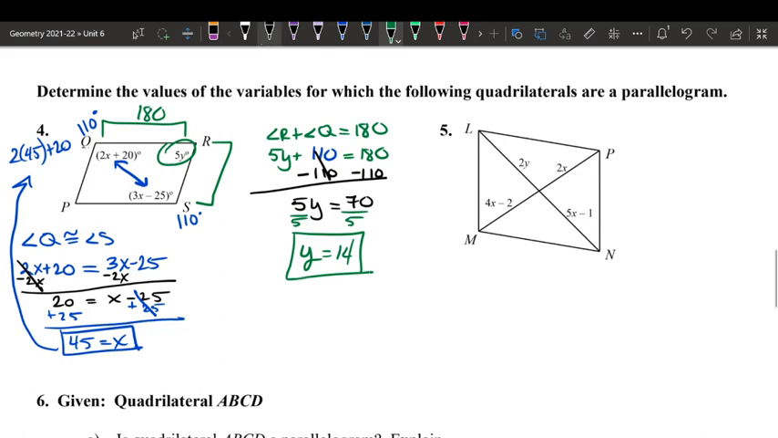Okay, so then number 5. On number 5, we have diagonals. So since we have diagonals, we look at the property about diagonals. That was number 4. If it's a parallelogram, then its diagonals bisect each other. So if I look at diagonal LN, I know that one side has to be the same as the other. And if I look at MP, I know that one side has to be the same as the other.